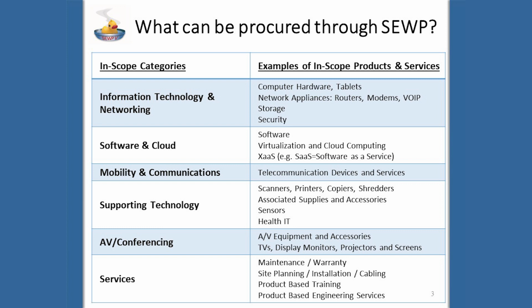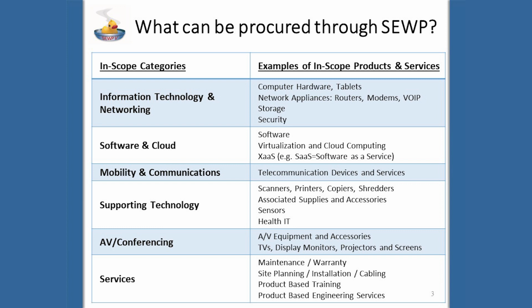A key component of understanding SEWP is understanding the scope. It is all of IT, all information technology, hardware, software, and product-based services, networking. This all includes computer hardware, tablets, appliances, storage, et cetera, all security. Everything on the left side is the categories, the right side are just examples. If something you need to purchase fits within the categories, it doesn't have to be in the examples, it just has to fit the categories to be available on SEWP.